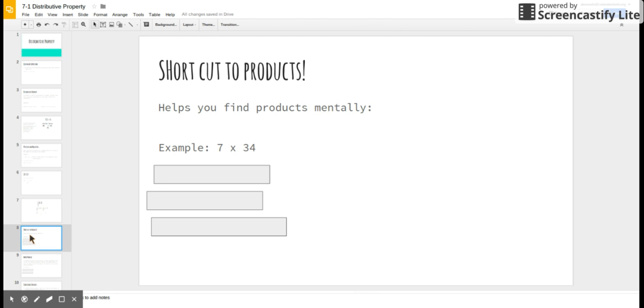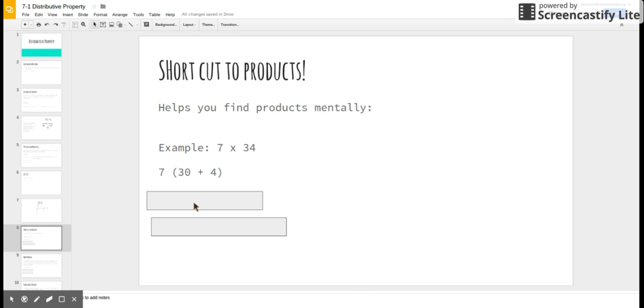All right. Using the distributive property is helpful in everyday math because it helps you find products mentally. So if you had this problem, 7 times 34, and you didn't have a calculator or you didn't want to take out your phone and look in that calculator, you could just do 7 times (30 plus 4).